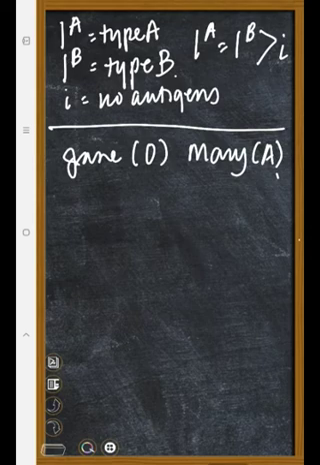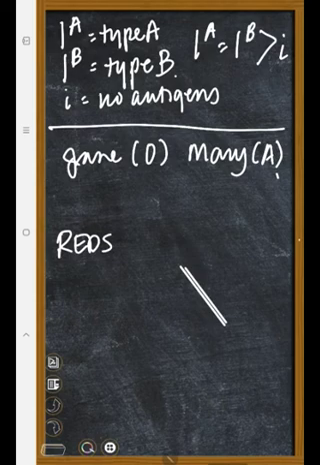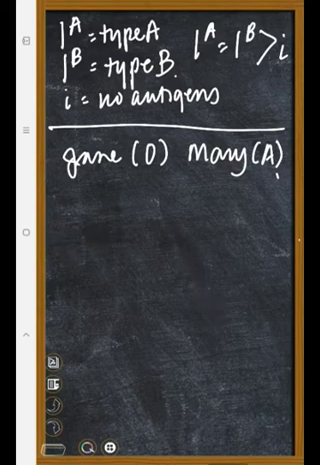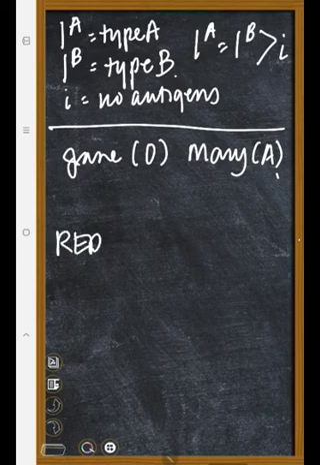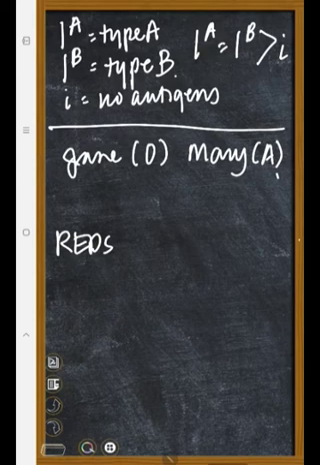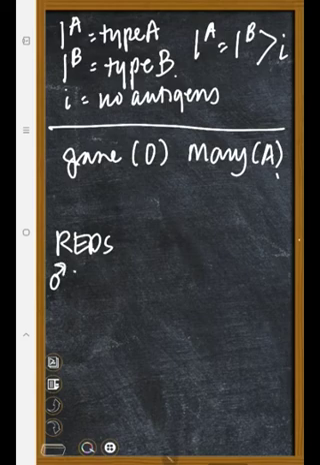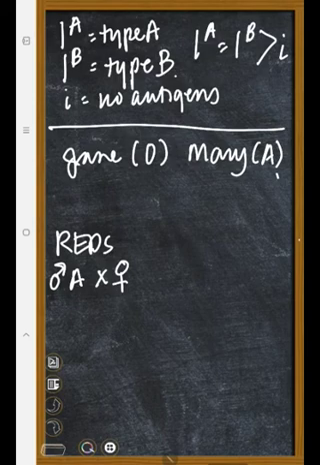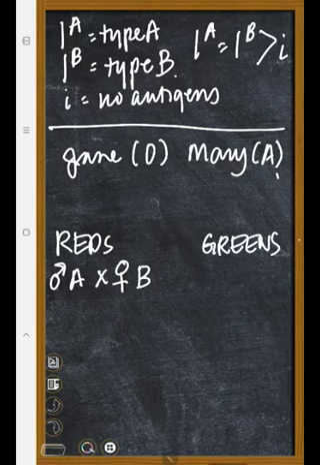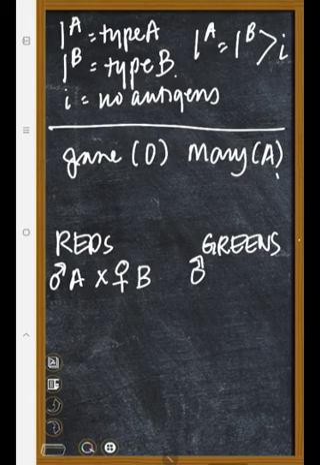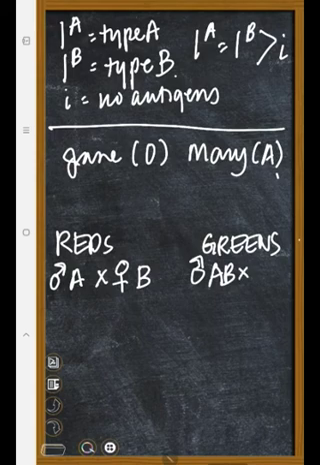So we have here 1 set of parents, the Reds. The Reds, we have the father is blood type A, and then the mother is blood type B. And then the other set of parents are the Greens. We have the father with blood type AB, and then the mother has blood type O.